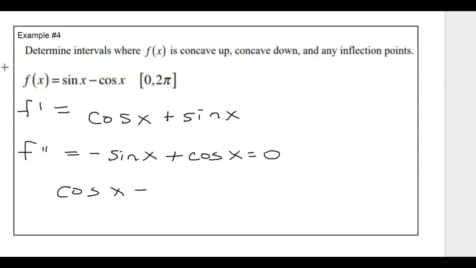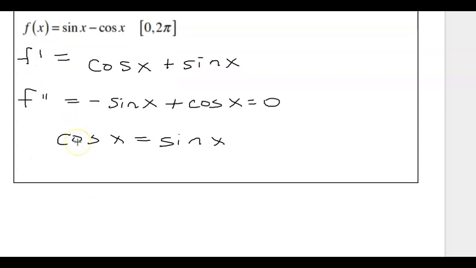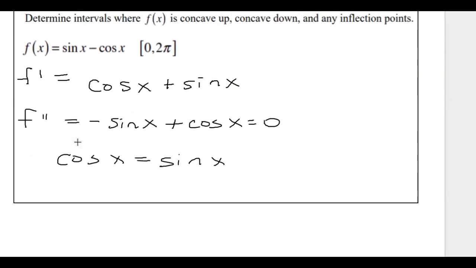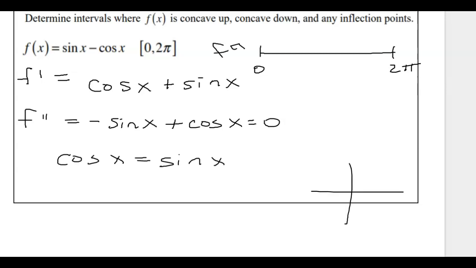So what we want to know is where does the sine equal the cosine, and we're only on 0 to 2 pi. So I'm going to go ahead and we've got 2 pi and 0. And this is going to be our second derivative sign chart. So we need our little review.